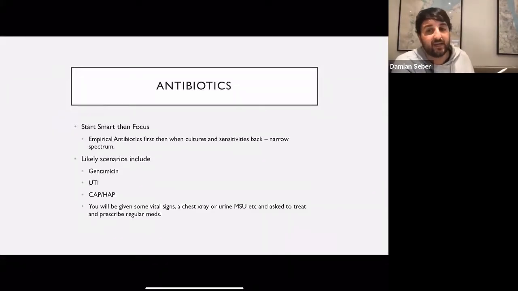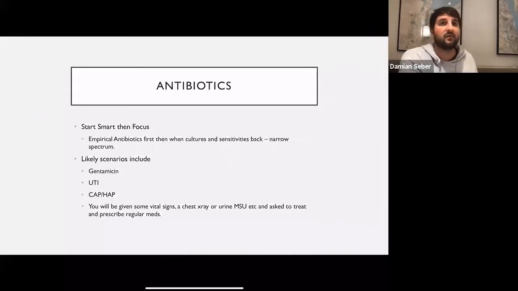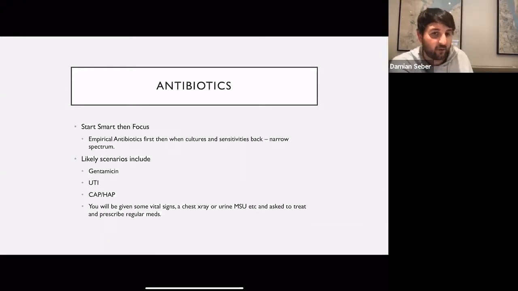So the likely scenarios you get: gentamicin would be harsh, but because there's a lot of iatrogenic harm from gentamicin prescribing, it could come up. But usually it'll be a urinary tract infection, a pneumonia, or a hospital-acquired pneumonia. I think we've had UTI a few times, and we've had CAP and HAP in our OSCEs. So you'll be given a set of vital signs, a brief history, a chest x-ray or a urine MSU, depending on the scenario, and you'll be asked to prescribe the regular medications and the antibiotic treatment.